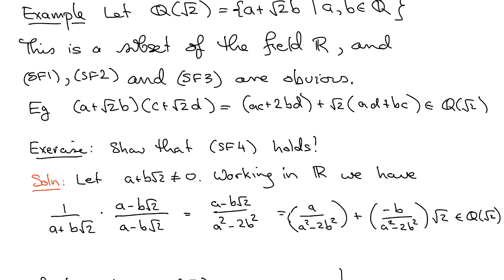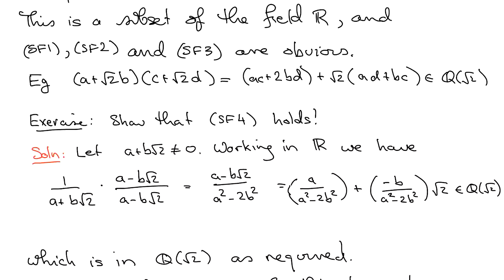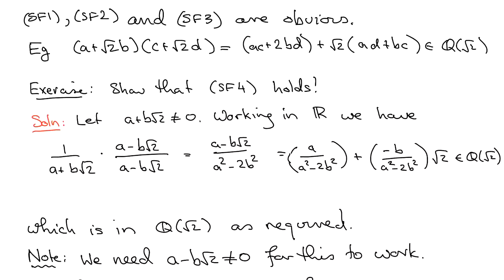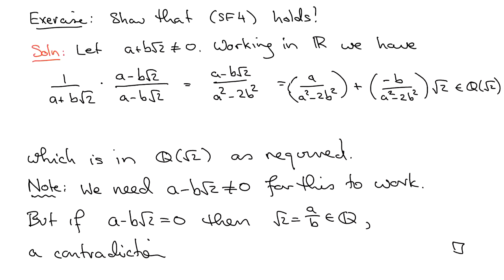But of course it's not, because that would say root 2 is b on a or a on b or something, which is rational. So there, I've got that down there. So note we needed a minus b root 2 to not be 0, but if it was 0, then root 2 would be rational, which is ridiculous. So the point is, if I tried to take combinations of things a plus 2b without root 2, and I tried to define operations, I'd get in trouble, of course, because I could be dividing by 0.